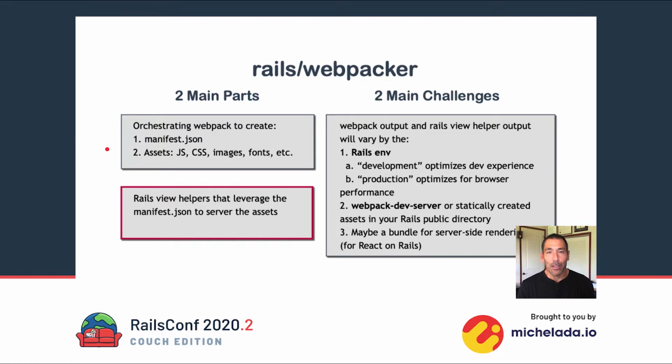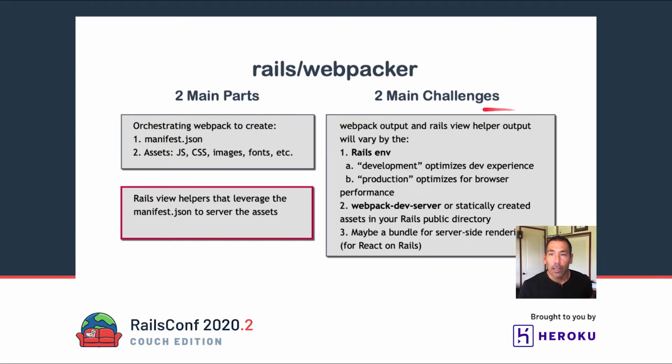So we're going to create Rails Webpacker. What are the main parts to Rails Webpacker? The two main parts are going to be orchestrating Webpack to create the manifest JSON and also the static assets, the JS, the CSS files, etc. We're also going to have to provide view helpers so that the views can display the script and the link tags so that the browser will know what files to download. So it doesn't sound too hard, but there are some main challenges.